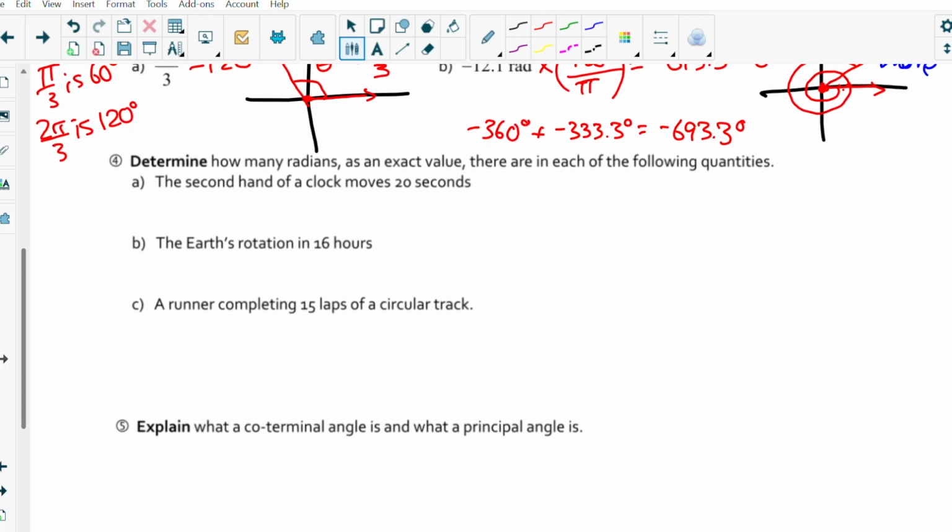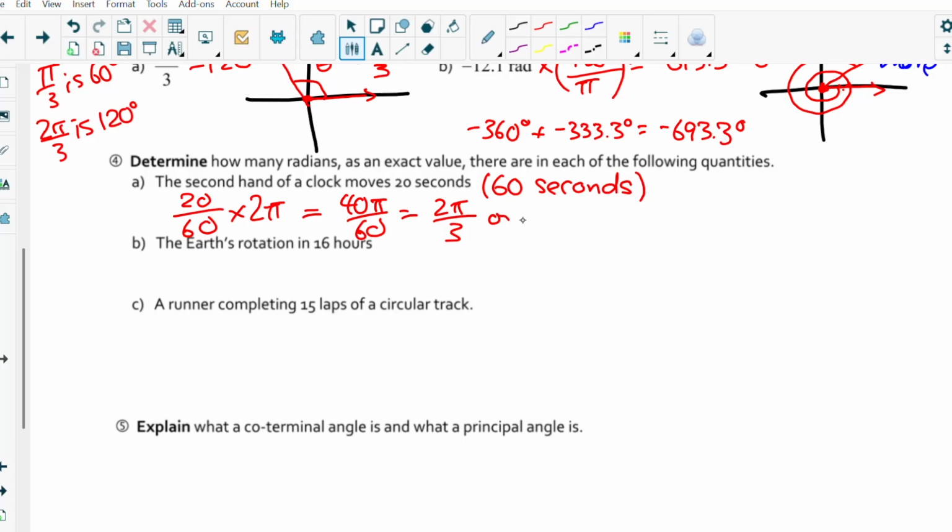Next one, determine how many radians as an exact value there are in each of the following quantities. The second hand of a clock moves 20 seconds. We know that's out of 60 seconds on a clock. So we can figure out how many radians. If it's 20 over 60, and we know that 2 pi radians is a full rotation of the clock, that's 40 pi over 60, and that's 2 pi over 3. It just says radians, but if I ask you what this is in degrees, 120 degrees.